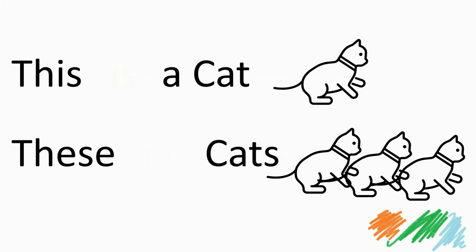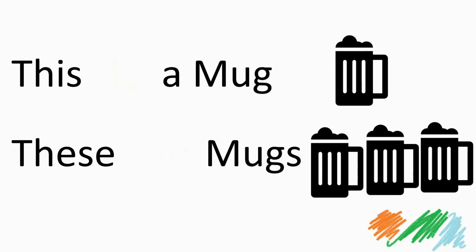Let's see something else. Now we have 1 cat on the top and then we have 3 cats in the last sentence. So in the first sentence, what will we have? We will have is. This is a cat. And in the last line, since we have 3 cats, we are not going to use is here. What are we going to use? Yes, are. These are cats. Now let's see something else.